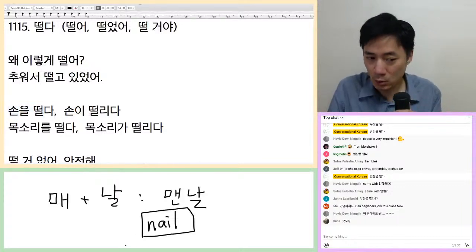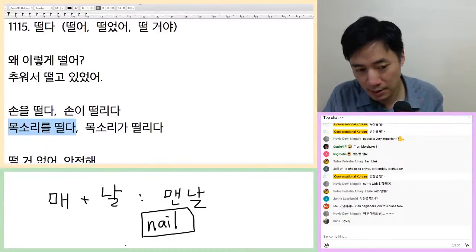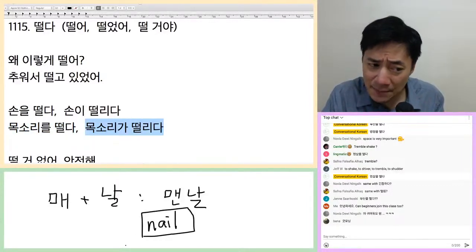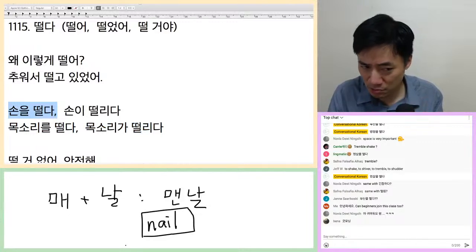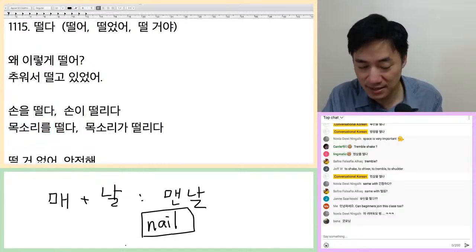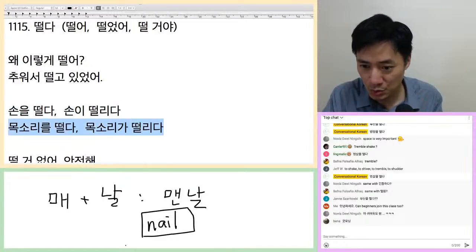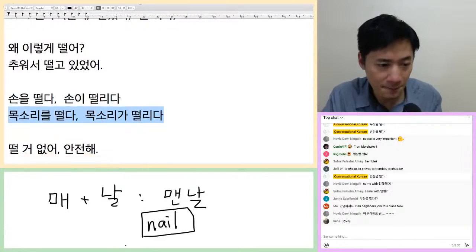So 손을 떨다, 손이 떨리다, 목소리를 떨다, 목소리가 떨리다. Sometimes you shake your hands on your own, on purpose. Sometimes it can be like that too. Same goes for your voice. But in most cases, these two are practically the same, and these two can be the same, practically.